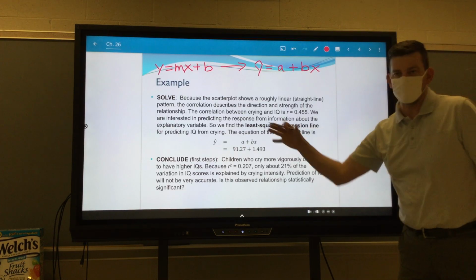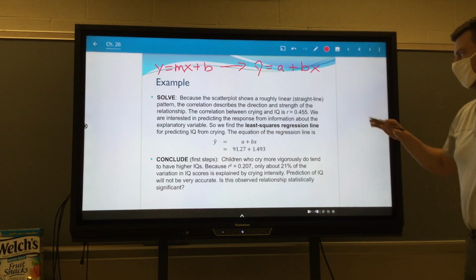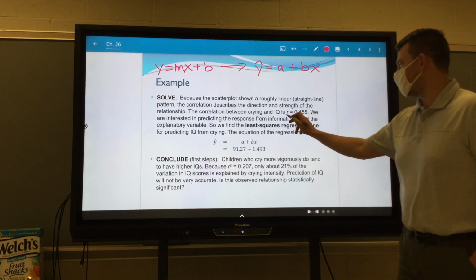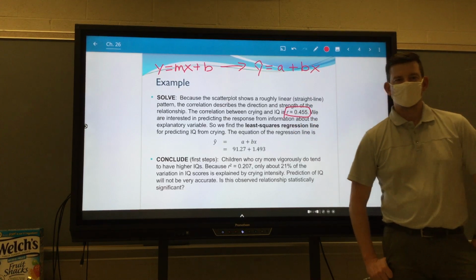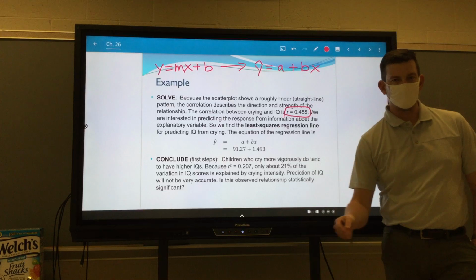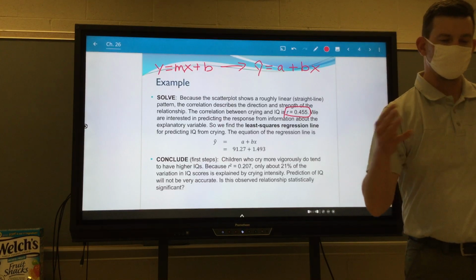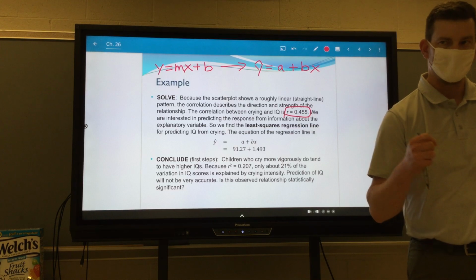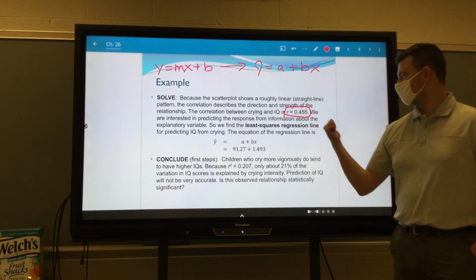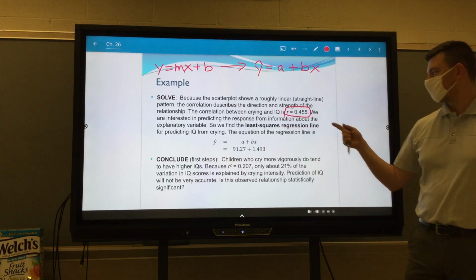And when you run the regression analysis, we find that we get an R value of 0.455. Again, R value goes from -1 to +1. It tells you both the strength of the correlation and the direction. This is a positive correlation, so it's a positive slope.